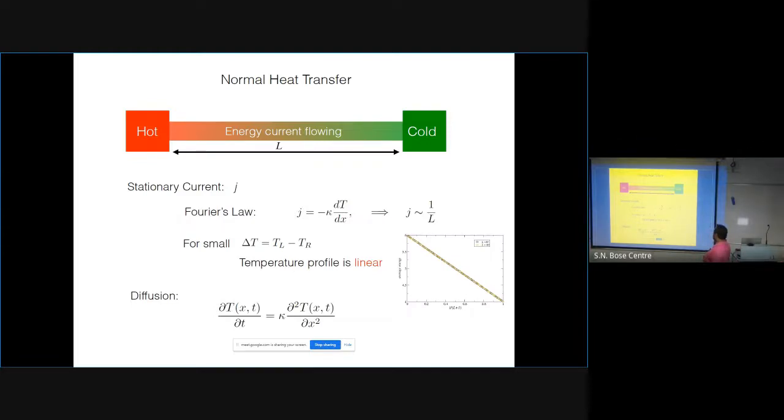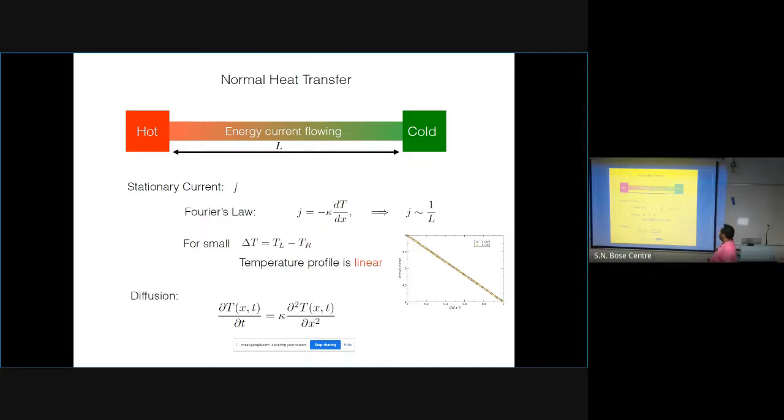So this law says that it has to be linear because in a steady state this current is constant, and this is also constant, so we should get a linear profile. Of course, this law says that the current should decay with system size. As you increase the system size, the value of the current should decay as 1 over L. And if the temperature difference is small, then this profile should be linear. Otherwise, if it is not small, then this kappa might depend on temperature. Then, of course, you might have some other non-linearity, but that's an artifact of the fact that the kappa might depend on temperature.